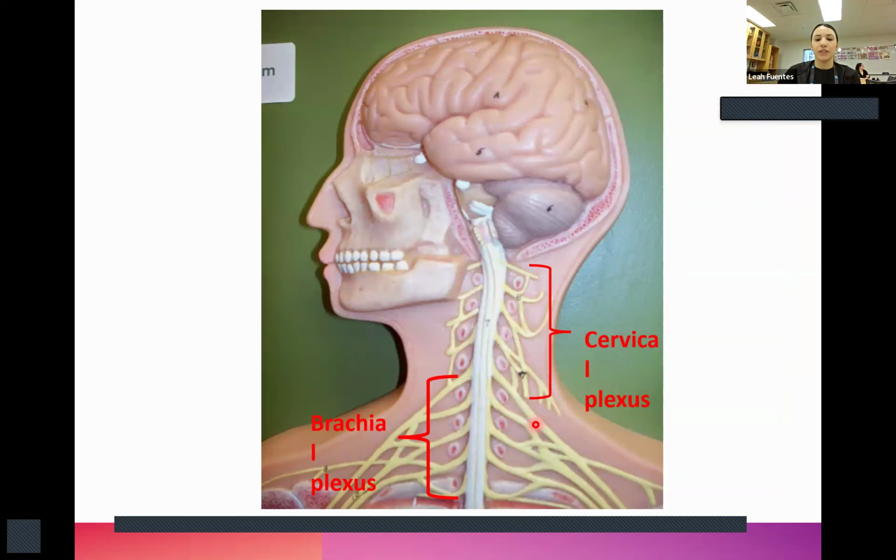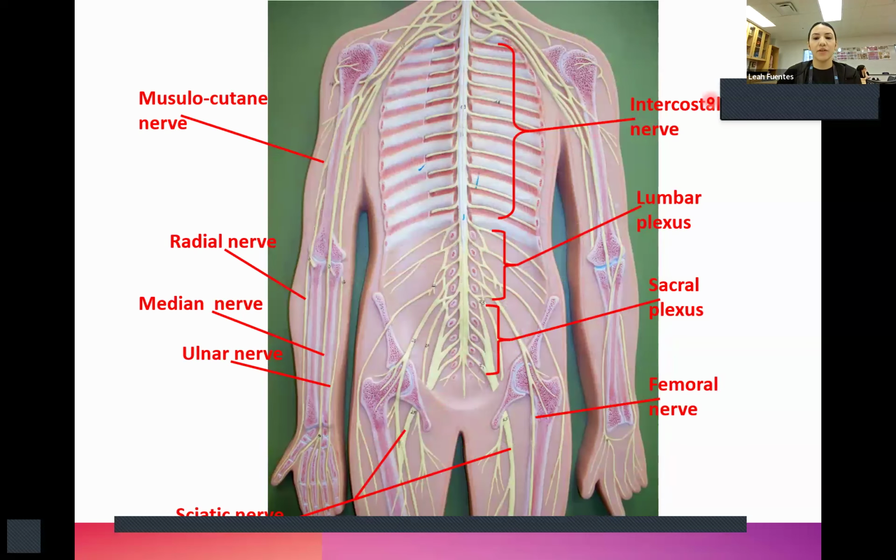And then again, just another look at the different nerves. This specific model also does show up. So we have our cervical plexus high up in our neck, our brachial plexus, and then moving down, we have our lumbar plexus here, and then our sacral plexus. And then we have our intercostal nerves, which are these right in here. And they're labeled.